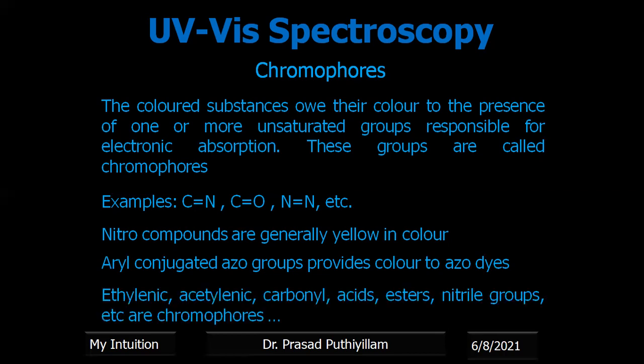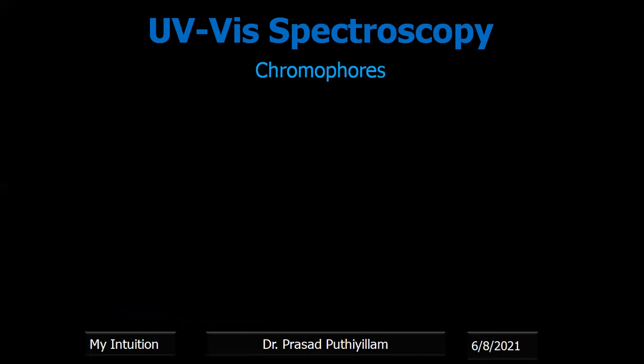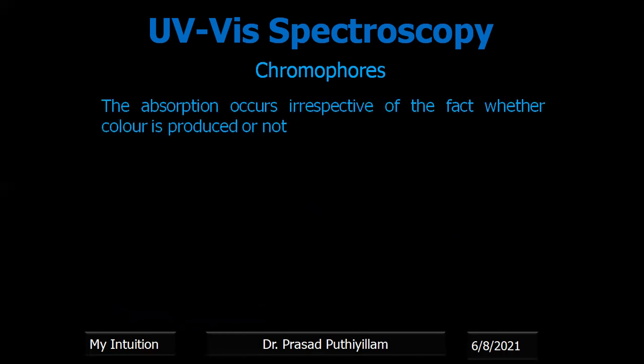Then other groups like the ethylenic group, we know what ethene is. The group having a triple bond, acetylene, we call the acetylenic group. Then the carbonyl group, acids containing C double bond O or single bond OH, esters, nitrile groups, etc. are examples of chromophores. Even some chromophores may not have color.